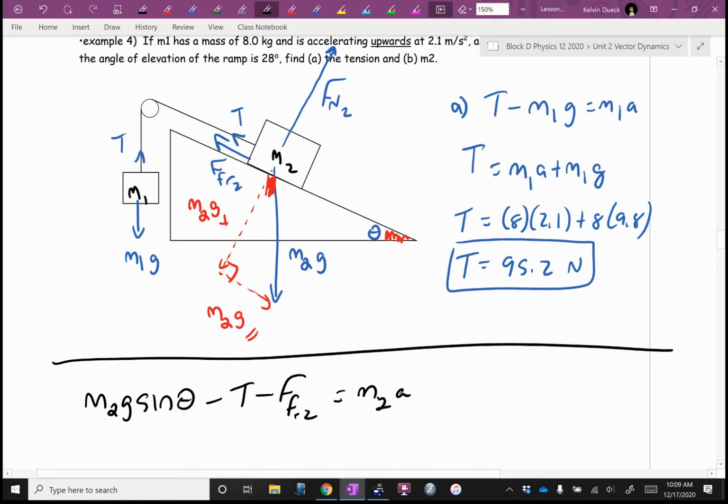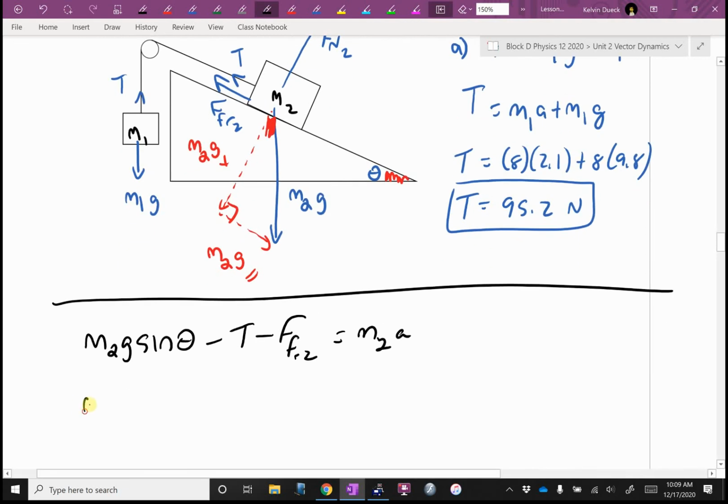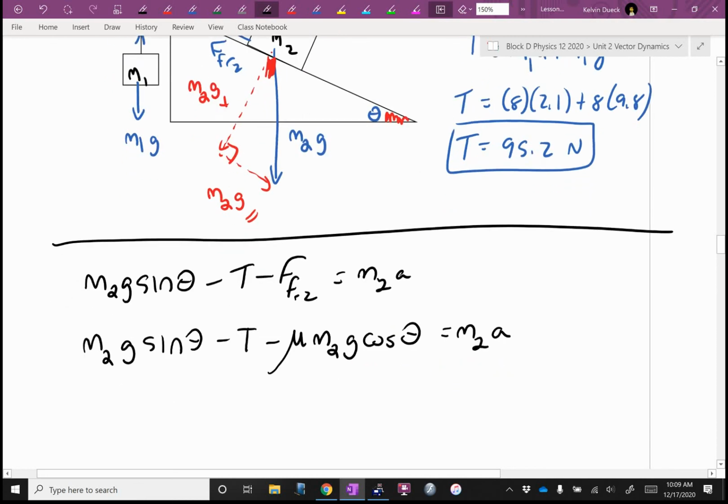Do you see what I meant by I'm not sure these are tougher, they're longer? Friction. Which normal force? M2G perpendicular. Which trig function? Of course it is. So you ready? We're going to have this: M2G sine theta minus tension minus mu M2G cos theta equals M2A. Is that all right? It's complicated, but hopefully nothing new there.